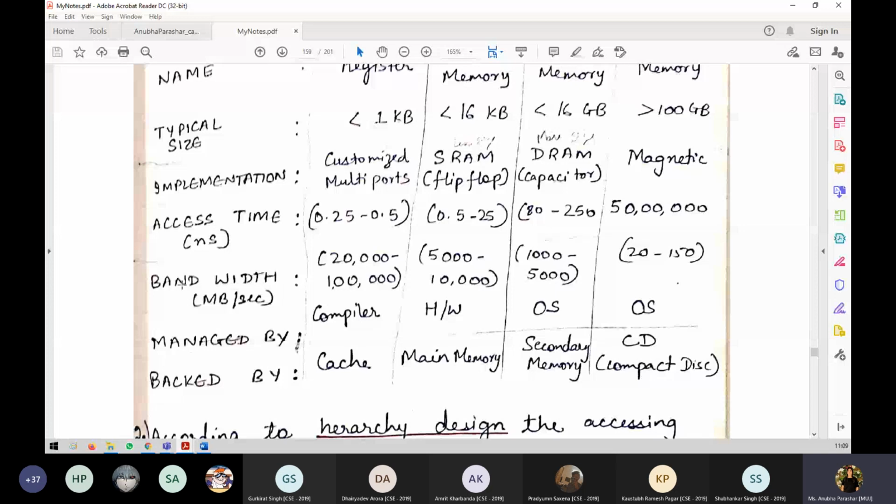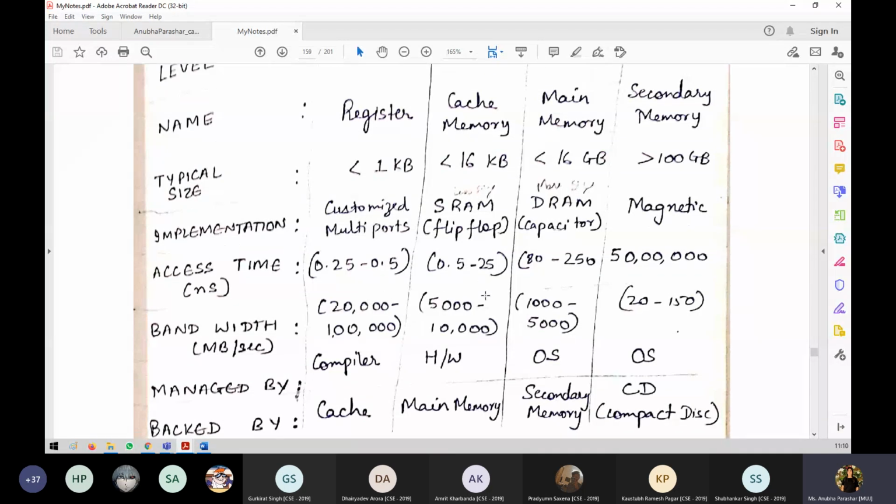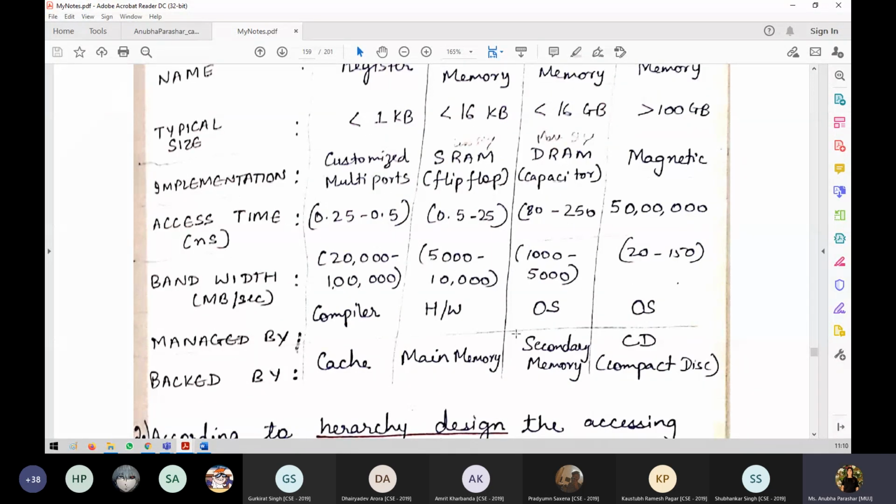Next, bandwidth. So of course, if we talk about the bandwidth, it will be the fastest. Although it consists of very low data, right? So depending upon the architecture, when we talk about main memory, it is a bit slower, and likewise it goes. And how it is managed?